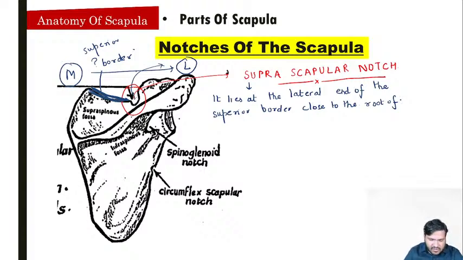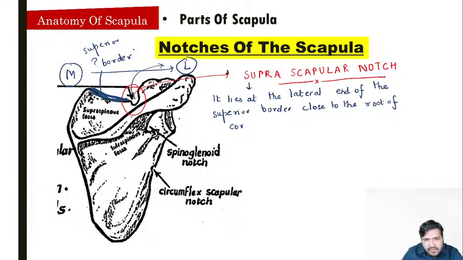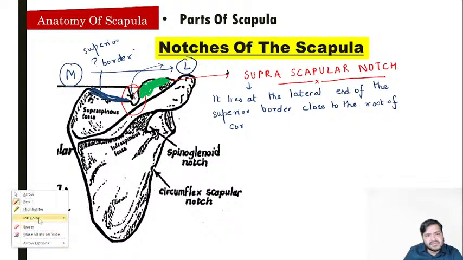Yes, close to the root of the coracoid process. You can see that this particular structure, which I am going to mark in green, is the coracoid process, which is projecting forwards, and it is just lying at the root of the coracoid process.